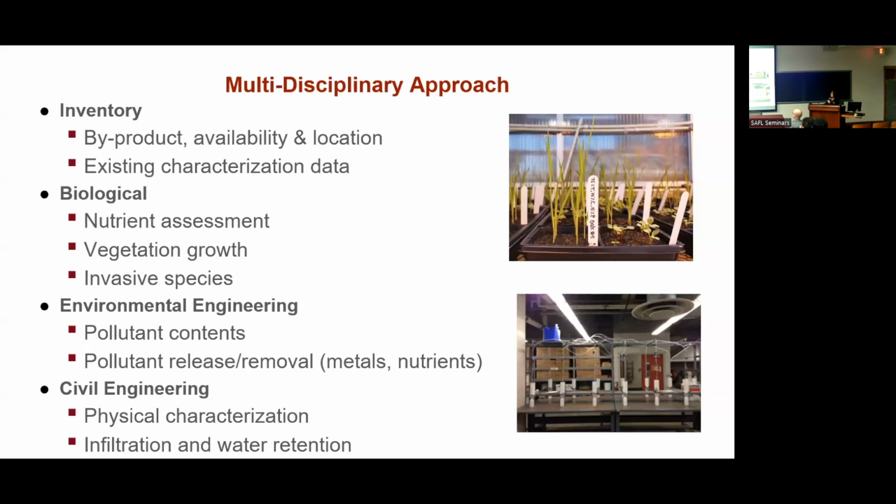So for the biological, we primarily focus on plant growth testing. But something we never thought of before is invasive species, because it's a waste material, you don't know if there are any seeds of invasive species included there. So recently we also increased that research area. And for the environmental area, we definitely want to see if it will release any contaminants, or if it could remove any chemicals like metals or nutrients. And civil engineering, definitely infiltration performance, water retention capacity, all of those need to be characterized.